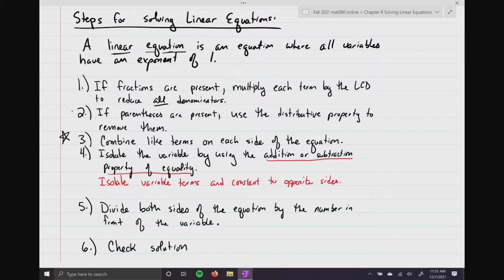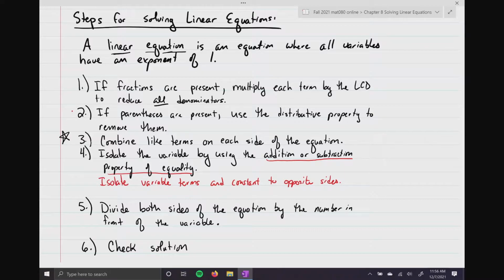Step 1, if fractions are present, multiply each term by the LCD to reduce all denominators. Step 2, if parentheses are present, use the distributive property to remove them. Step 3 has a star next to it because step 3 and step 4 are the 2 steps where we tend to run into issues because we're moving too fast. Slow yourself down and just follow the steps.